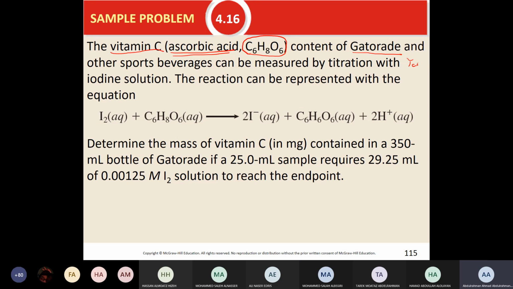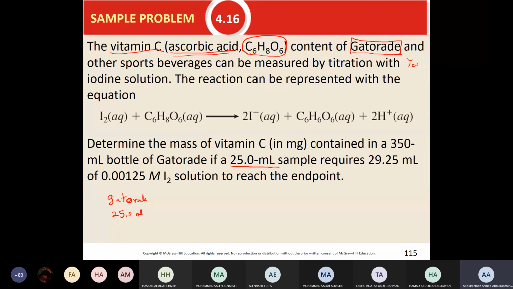There is a company called Gatorade. You know it. All right. It is a sport beverage. We took a 25.0 milliliter sample of Gatorade, which contains vitamin C. So there is vitamin C in it.